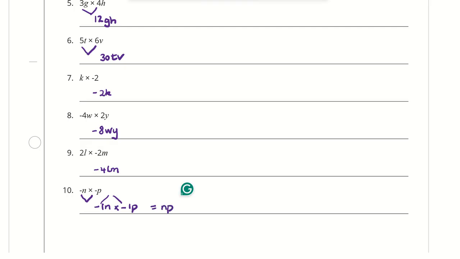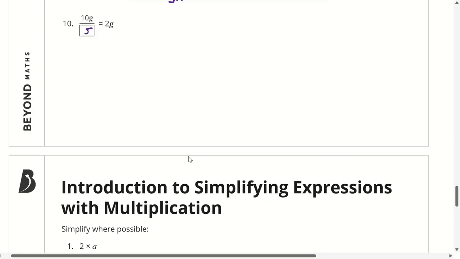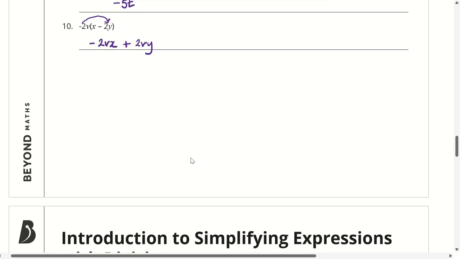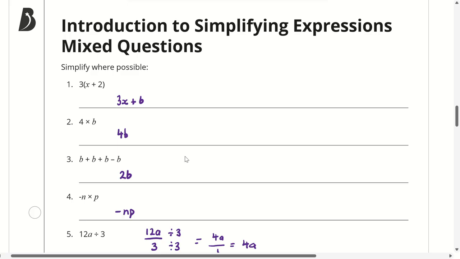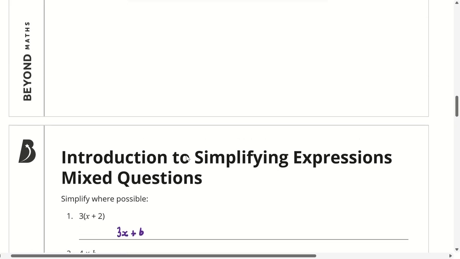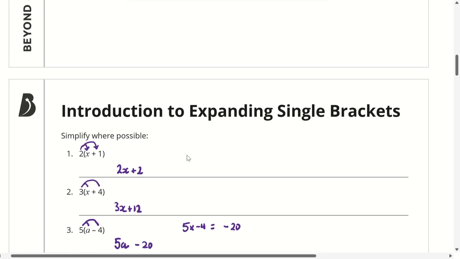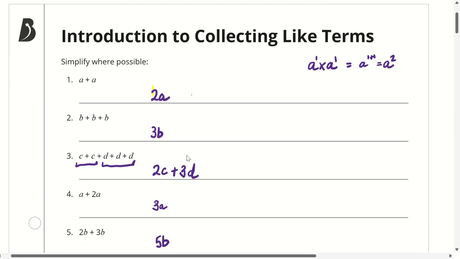All right, so hopefully you've been able to collect like terms, add and subtract terms, multiply terms. So we've done some multiplication, we've done some division, we've got some mixed questions where we're expanding brackets as well. And finally, we've got expanding brackets and collecting like terms. So that's it.